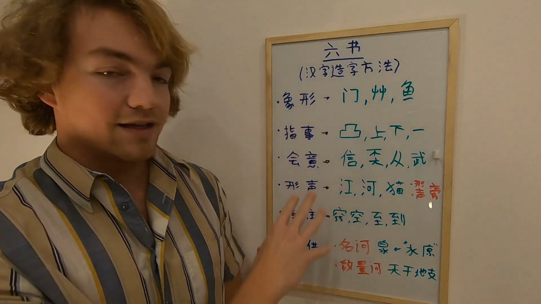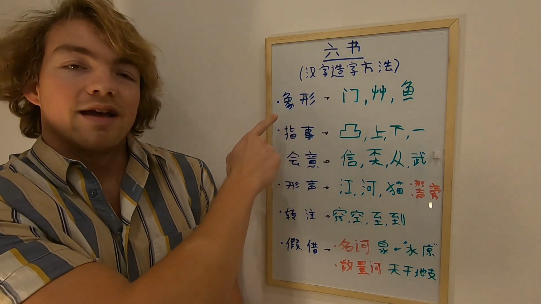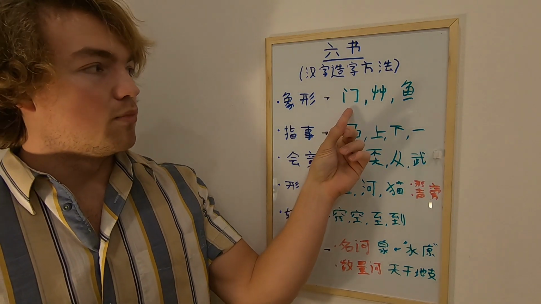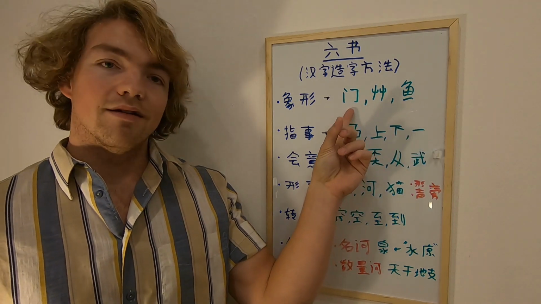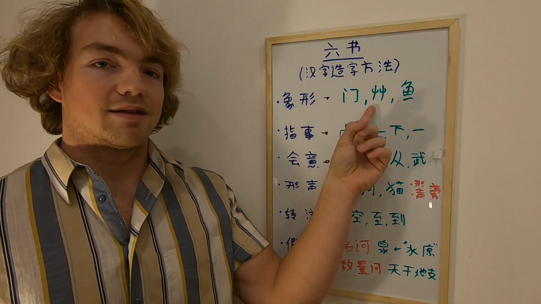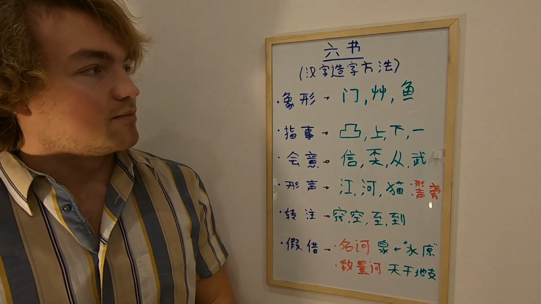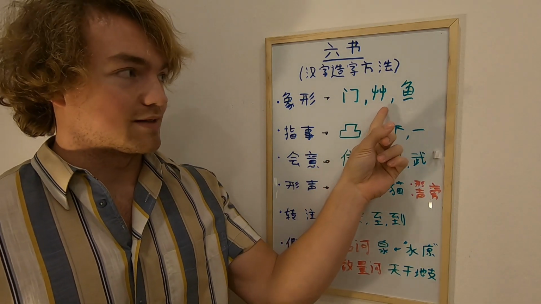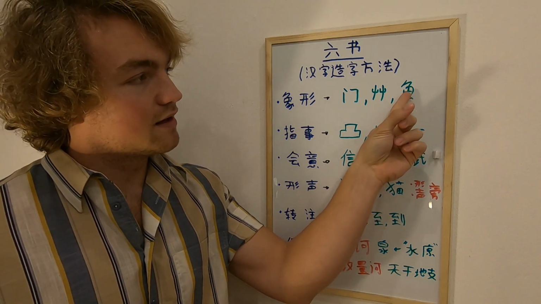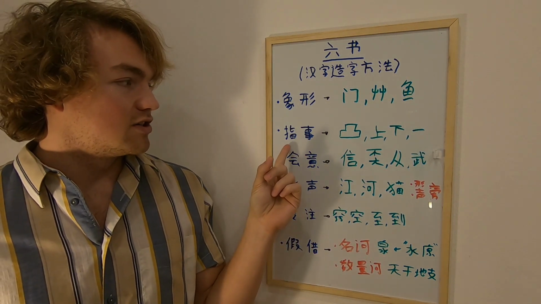And there we have 6 ways. And these 6 ways are Xiang Xing, the first one, which means a pictographic thing, which are mostly nouns such as men, cao, or yu. Men means gate or door because it already looks like a door. This one is cao, the traditional character for grass, and it symbolizes grass. Yu is a fish, which is already a little bit more difficult to spot, but you can still see the fish.